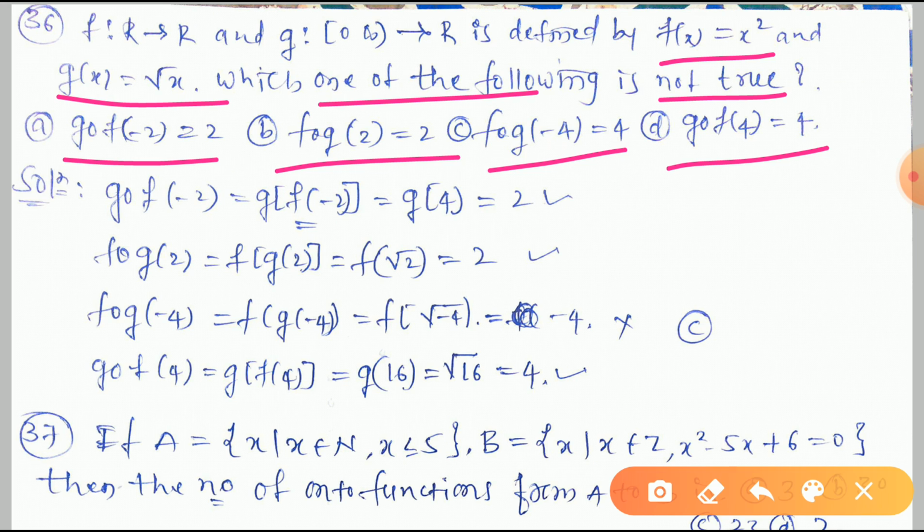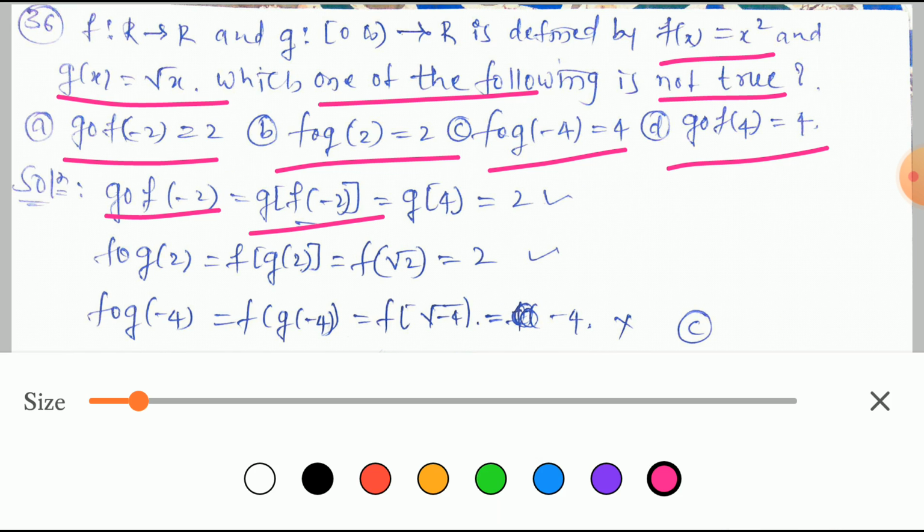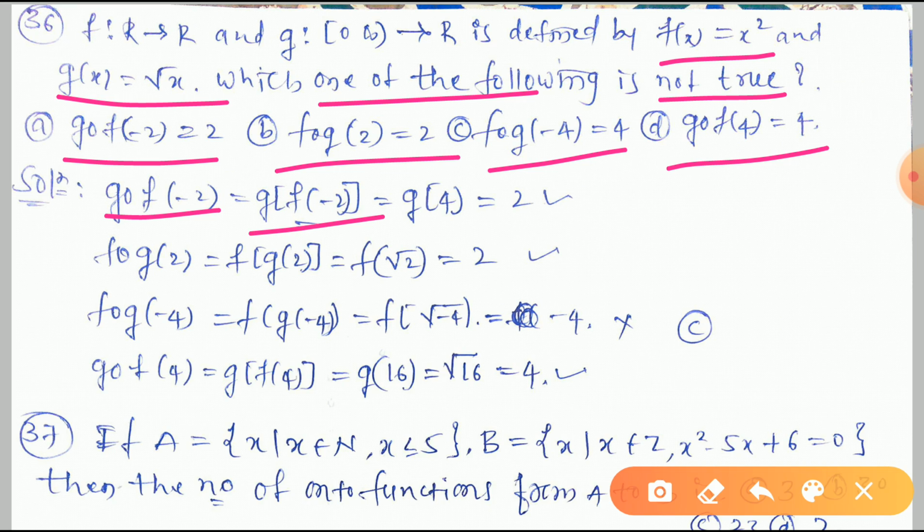First one, g composition f of minus 2 is equal to, we know the definition for composition of two functions. g composition f of minus 2 is equal to g of f of minus 2. Here f of x is given, that is x square. Put x is equal to minus 2, the square is plus 4. g of 4, g of x is equal to root x. Put x is equal to 4, therefore root 4 is equal to 2.